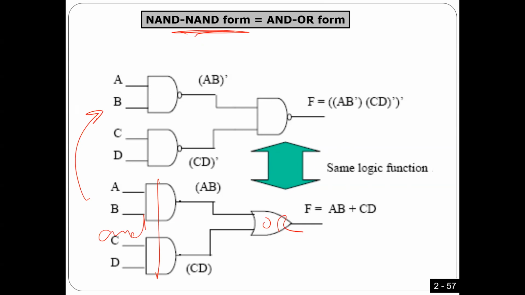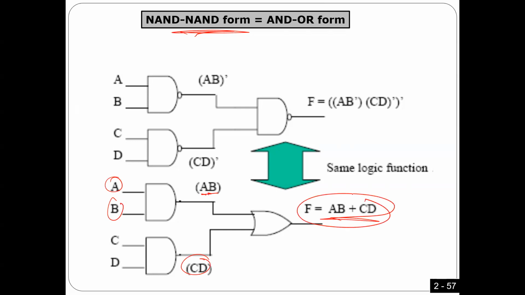Wait a second, I will convince you. So look here. Give me one second. This one is AB, this is CD, and then this is the result you get here. I can implement the same one here using only NAND, because this is equivalent to this one.